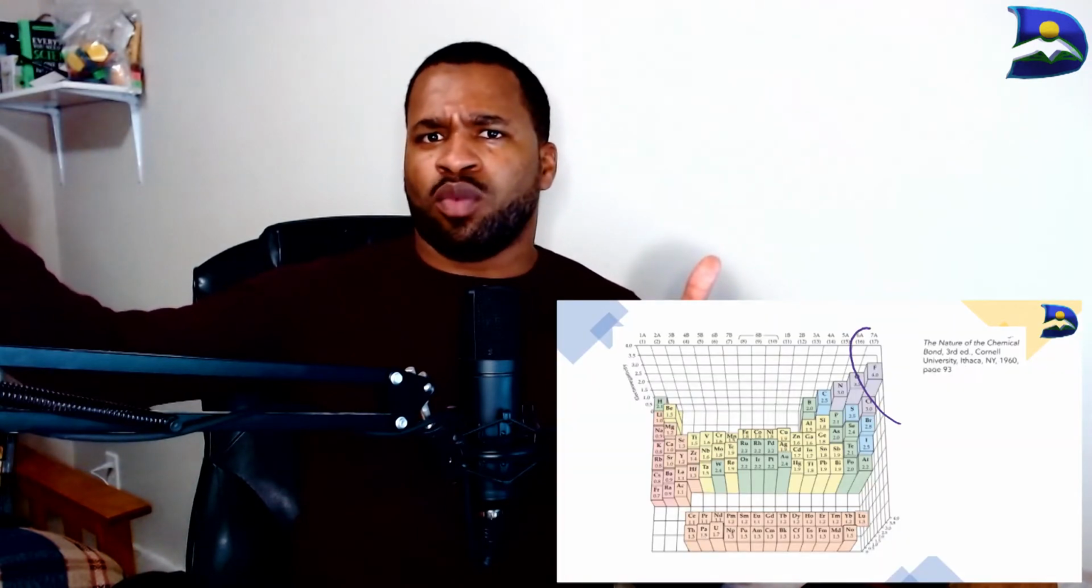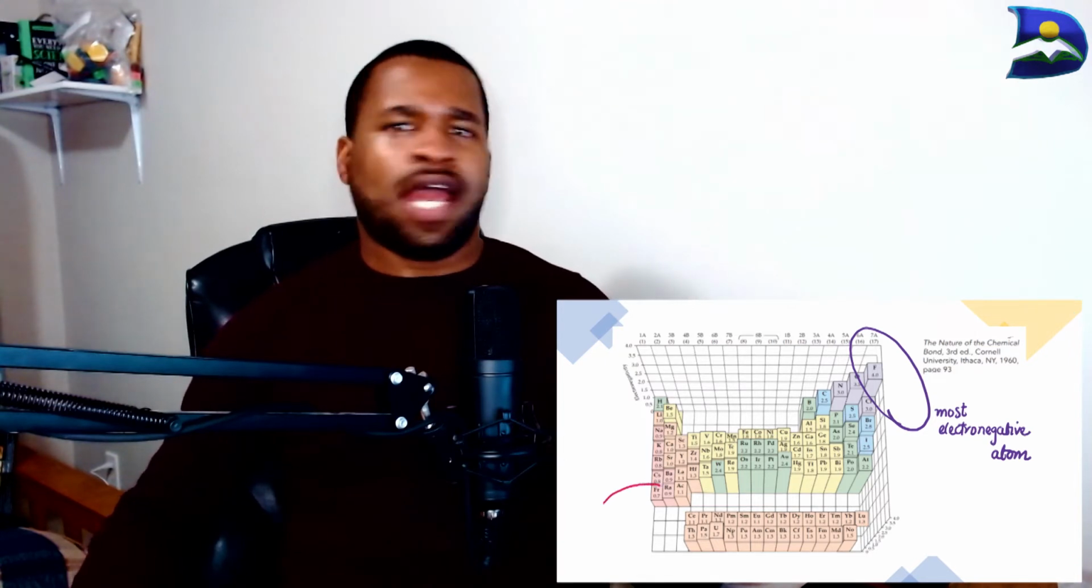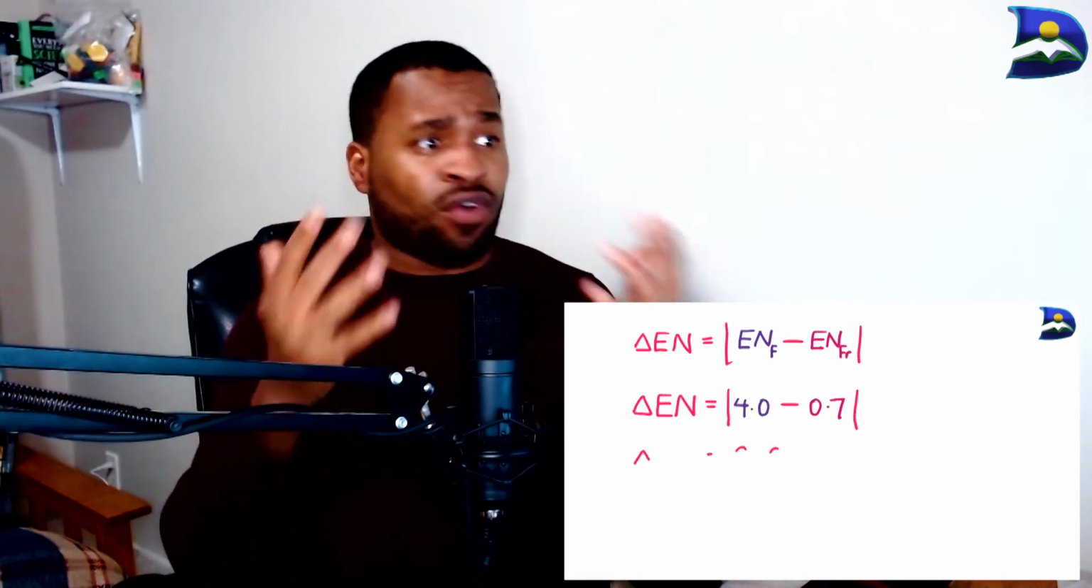Try this for yourself. First, look at the most electronegative atom on the periodic table, which is fluorine, and on the other side look at the least electronegative atom, which is francium. Francium is around 0.7, fluorine is around 4.0. If you subtract the numbers, you should get a number that's around 3.3.